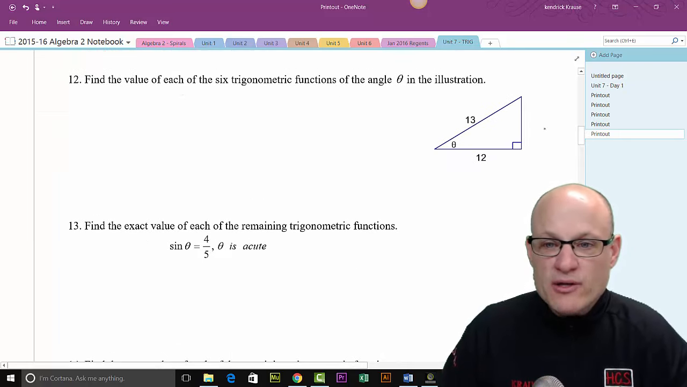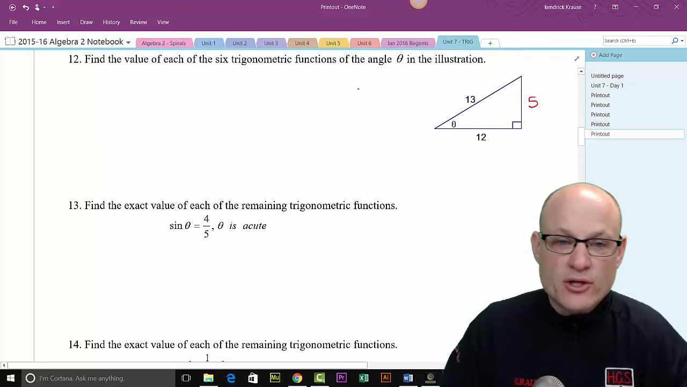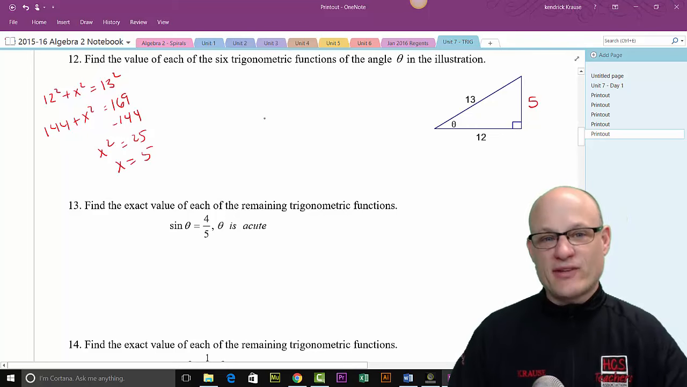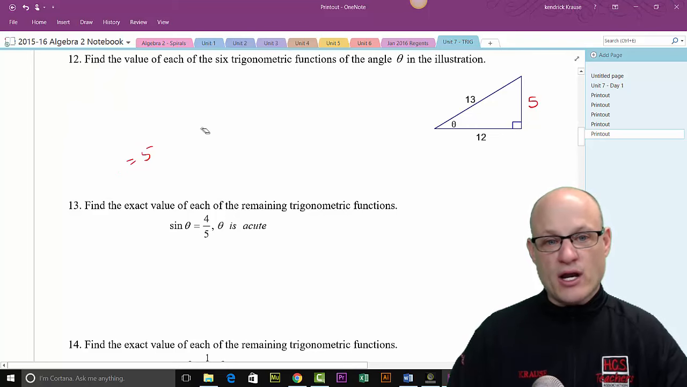All right. 3, 4, 5, right triangle. That's one of those Pythagorean triples. Now, for those of you that didn't know that was a Pythagorean triple, you could always do 12 squared plus x squared equals 13 squared, and then just do 144 plus x squared equals 169. Subtract 144, and you get x squared equals 25, or x equals 5. Look how much work I saved just by knowing the 5, 12, 13 right triangle.